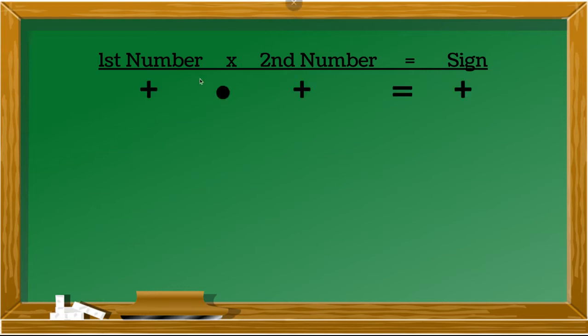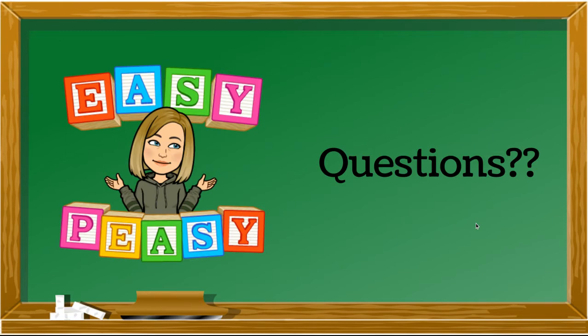If the first number is positive times another positive, our answer is going to be positive. If the first number is negative times a second number that's negative, our answer is going to be positive, because we always get a positive answer if the numbers have the same sign. If I have a positive times a negative, my answer will be negative. Just like if I have a negative times a positive, my answer will be negative. Because if I'm multiplying numbers with different signs, my answer is always negative. Easy peasy, right? Shouldn't be any questions.